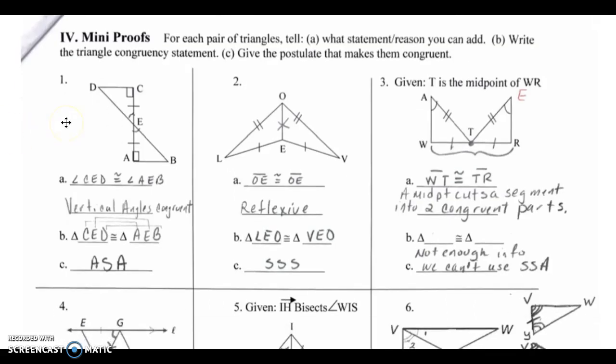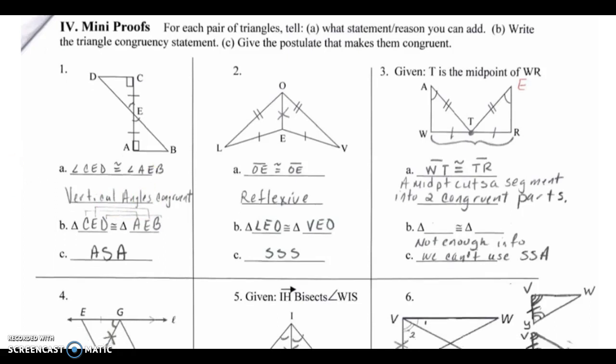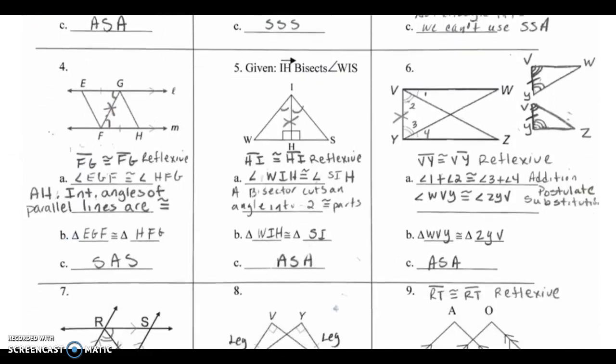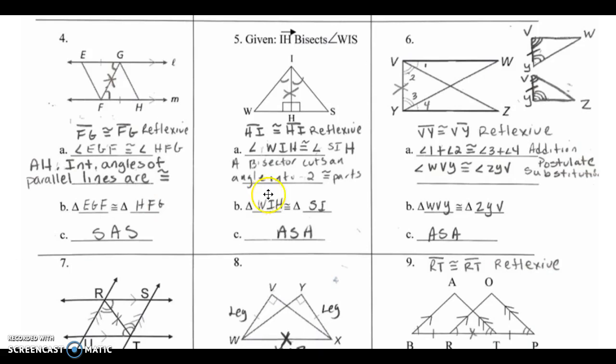These mini proofs were interesting because you didn't need to write down any of the givens. Like, they gave you this right angle, they gave you this congruent side to this, they gave you that CE is congruent to EA using markings. You didn't have to write that down, but you did have to write down that CED is congruent to AEB because vertical angles are congruent. So again, with all these other ones, we didn't write down any of the givens. We just wrote down the postulates that we needed.